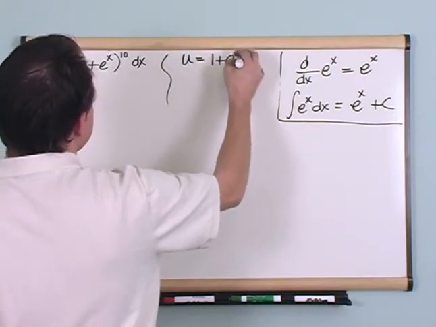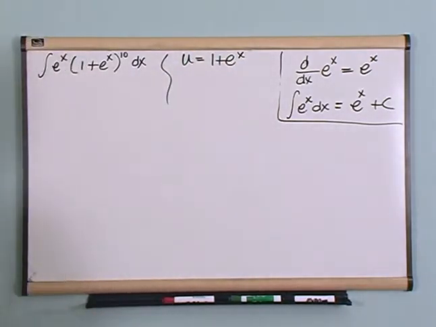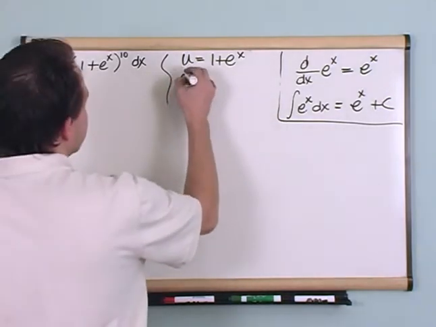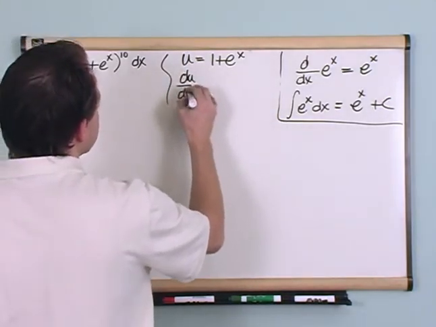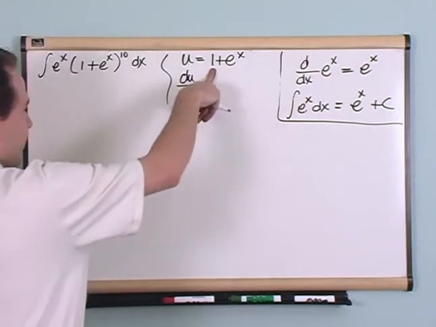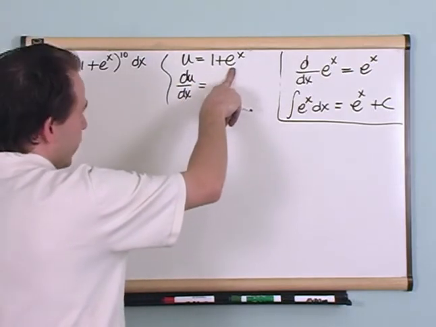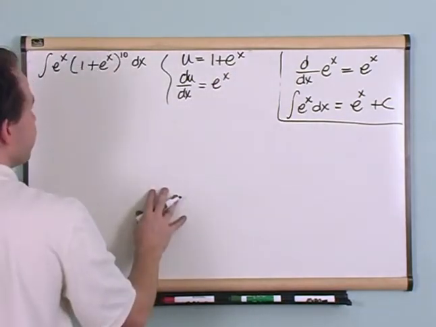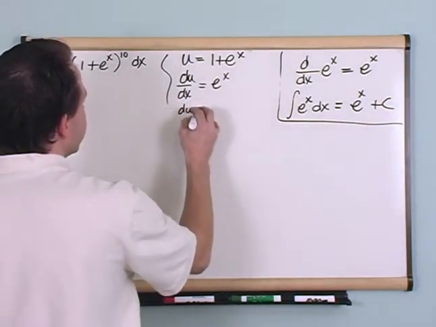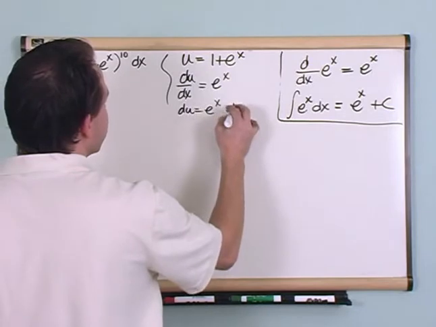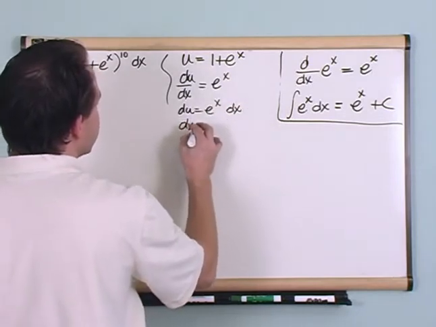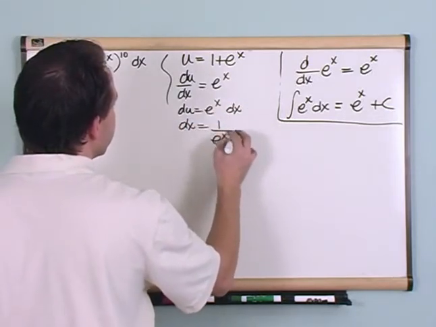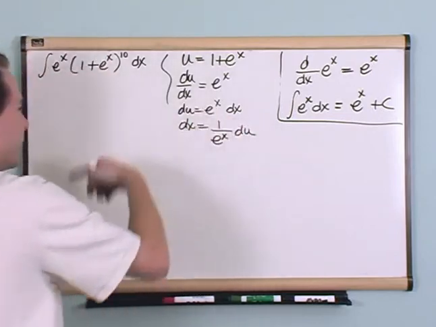I'm going to let u be equal to 1 plus e to the x. So then du dx, the derivative of 1 is 0. The derivative of e to the x is just simply e to the x. So I just write it like that. And then du is equal to e to the x dx, and then dx is 1 over e to the x du. You just divide both sides by e to the x.